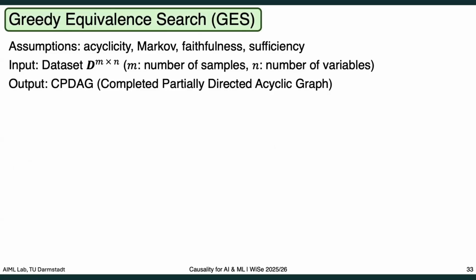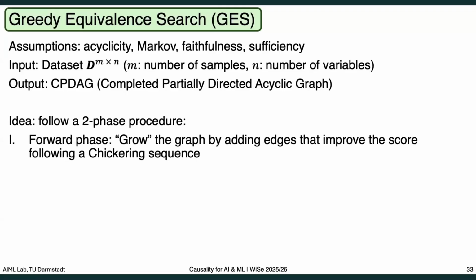Because again, we're looking at the data, we can still not distinguish directed edges purely based on these assumptions. So we again only get a Markov equivalence class and not necessarily all directed edges. Other than that, same assumptions as for PC as well. And there we have a 2-phase procedure.